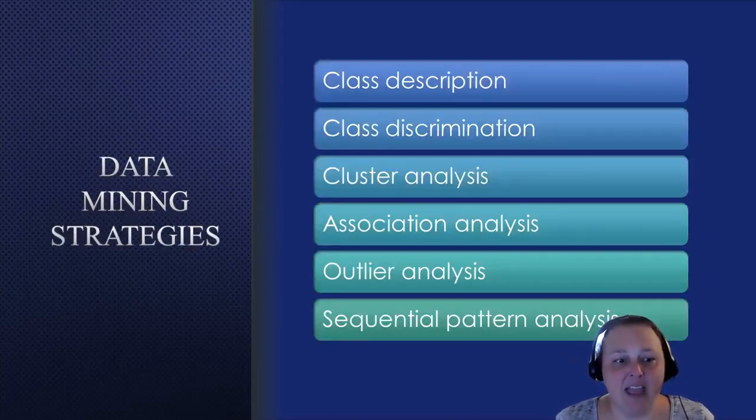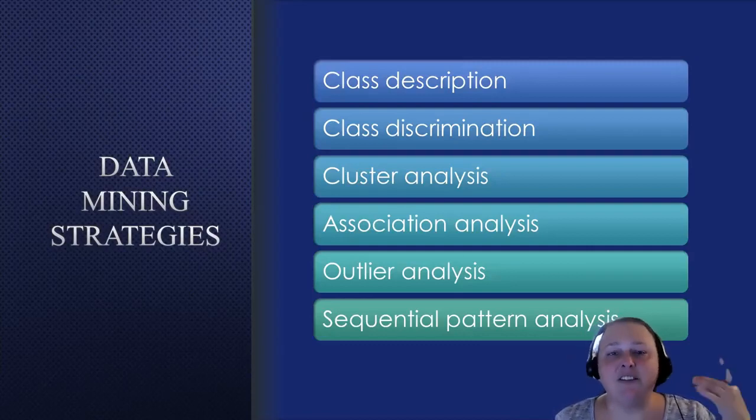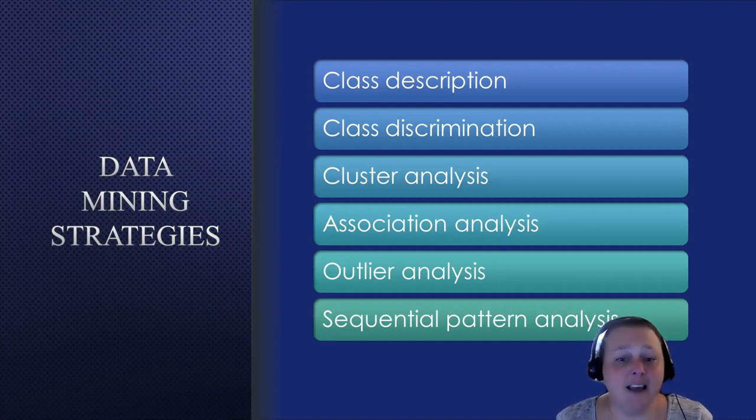mining. Now, some data mining strategies are different ways that we can look for those patterns when we're doing this analysis. So we have class description, class discrimination, cluster analysis, association analysis, outlier analysis, and sequential pattern analysis. Some of these are a little bit more obvious than the others, like cluster analysis. We're looking for where that data is clustering, and we can figure out why it's clustering in that location.